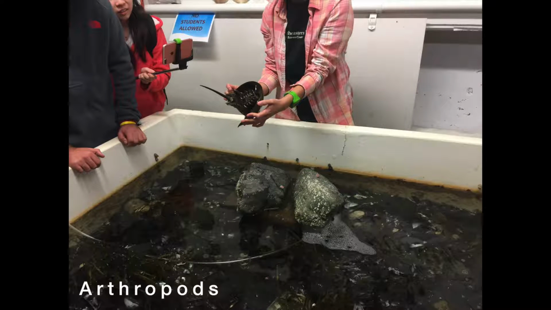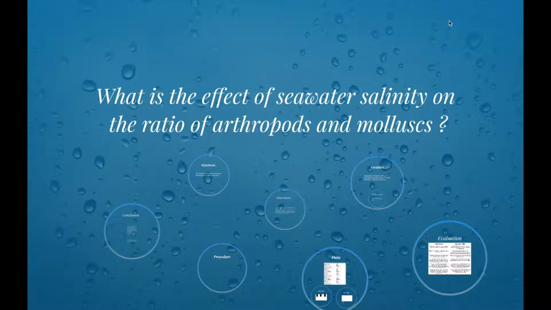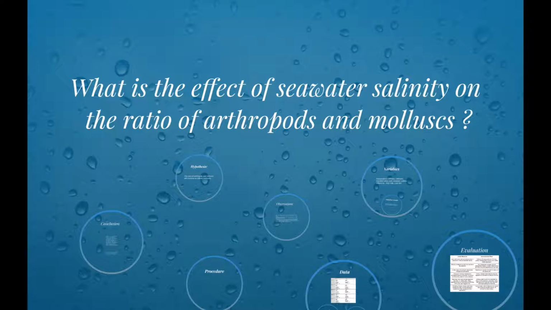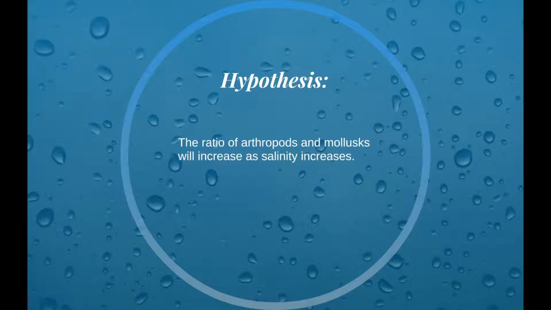For this Group 4 project, we designed an experiment to conduct at the Northeastern University Marine Science Lab. We are interested in investigating the relationship between seawater salinity and the prevalence of arthropods and mollusks. Our hypothesis is that the ratio of arthropods and mollusks will increase as the salinity increases.